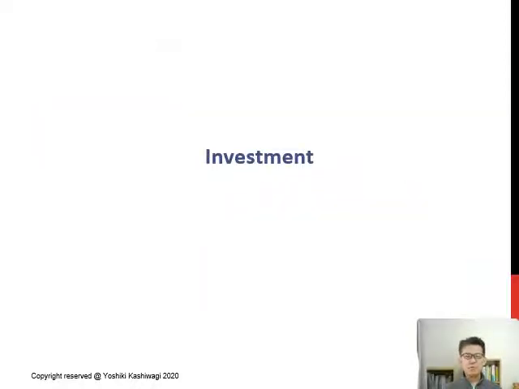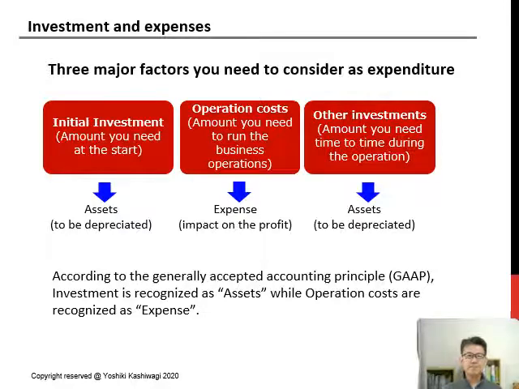Let's start with investment. You have 3 major factors about expenditure. In this case, when you say expenditure, that means some cash out. You pay for something with the cash or even without the cash. You're paying out something, that means expenditures. So you have 3 factors to pay out something for something.